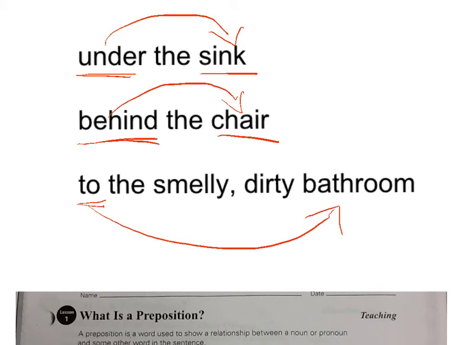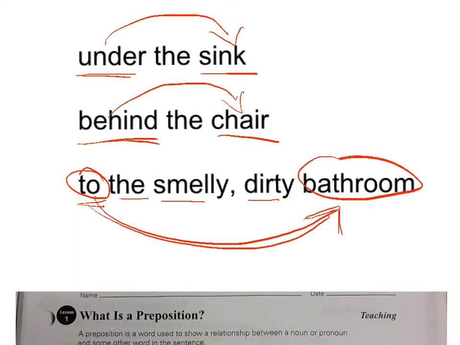Notice that you can put as many adjectives like the, smelly, and dirty in between a preposition and its object, okay? So even though it says to the smelly, dirty bathroom, the object of this phrase is not smelly or dirty. The object is the bathroom. So you have to always ask yourself the preposition what: to what, behind what, or under what.